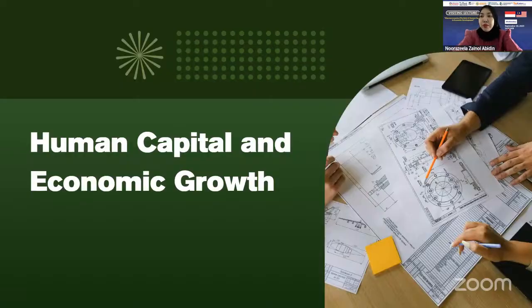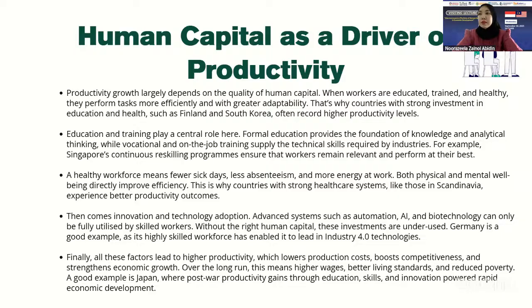So now we move to human capital and economic growth. Productivity growth largely depends on the quality of human capital. When workers are educated, trained, and healthy, they perform tasks more effectively and with greater adaptability. That's why countries with strong investment in education and health, such as Finland and South Korea, often record higher productivity levels. Okay, so education and training play a central role here.